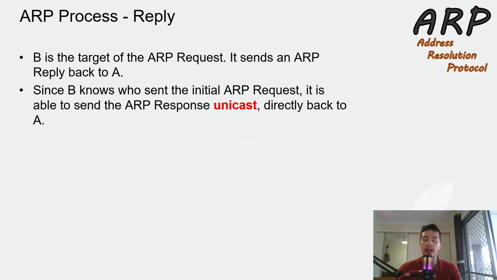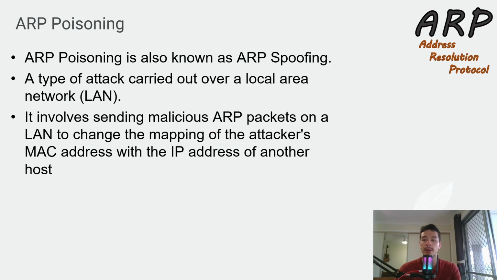So B is the target of the ARP request. In this example, it sends an ARP reply back to A in the end. Since B knows who sent the initial ARP request, it is able to send the ARP response unicast directly back to A.